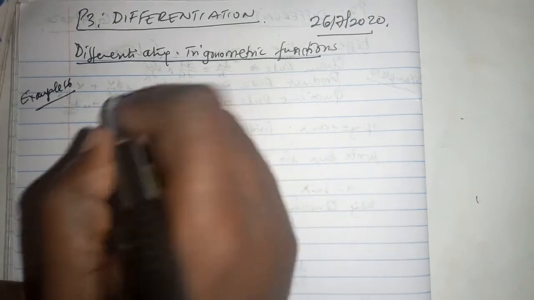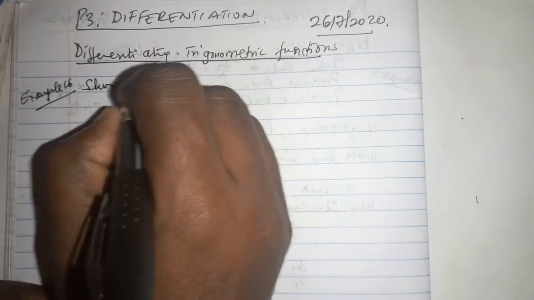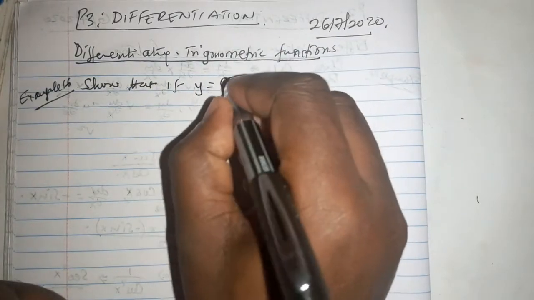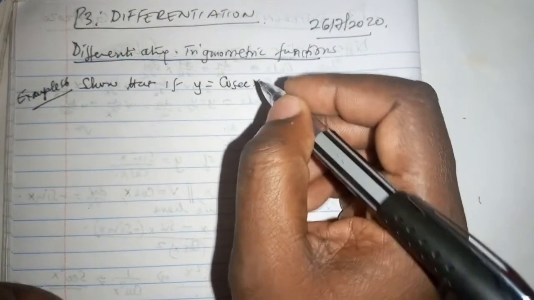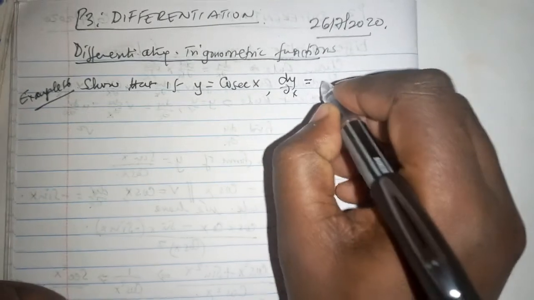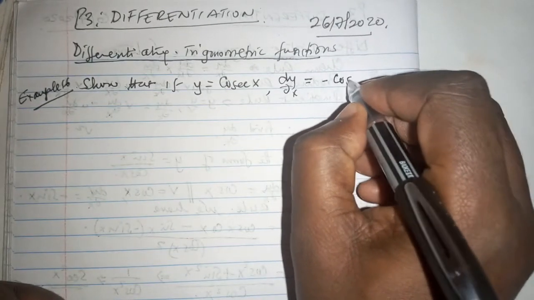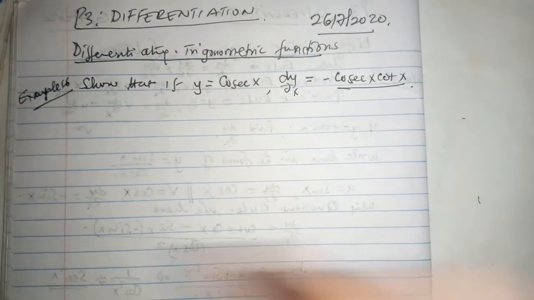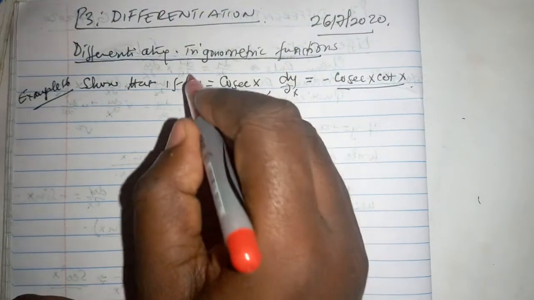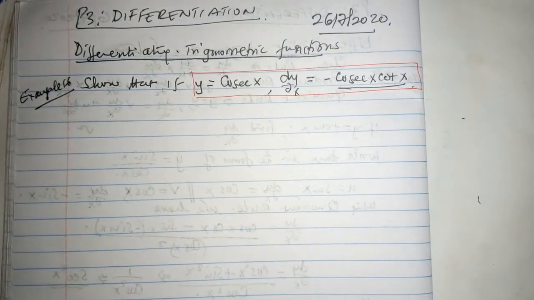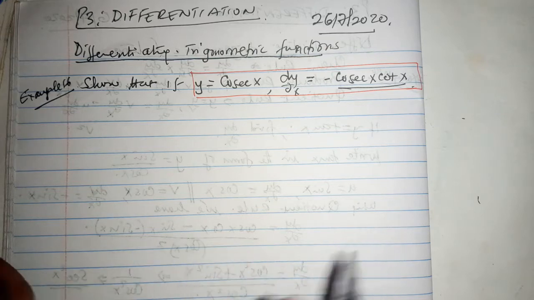In example 16, we are told to show that if y is equal to cosec of x, then dy/dx is negative cosec x cot x. That is what we have to show. Show that if y is equal to cosec of x, then dy/dx is negative cosec x cot x.